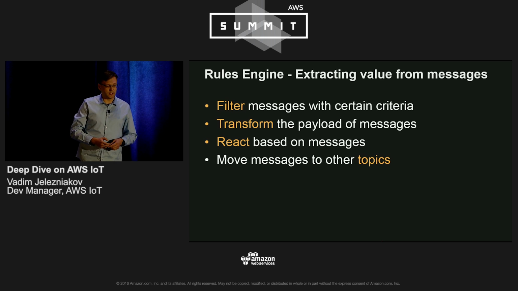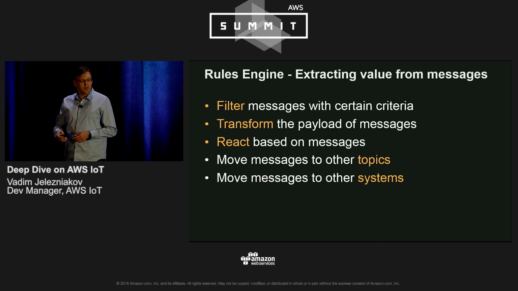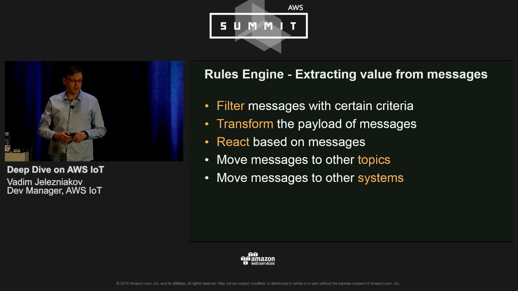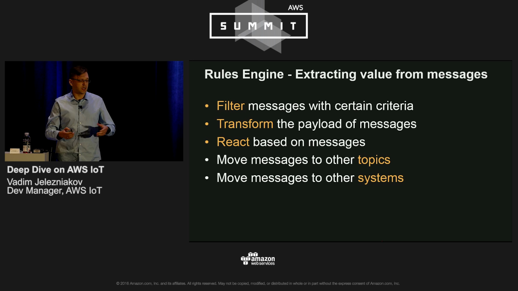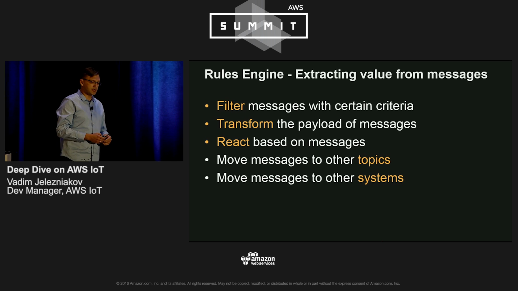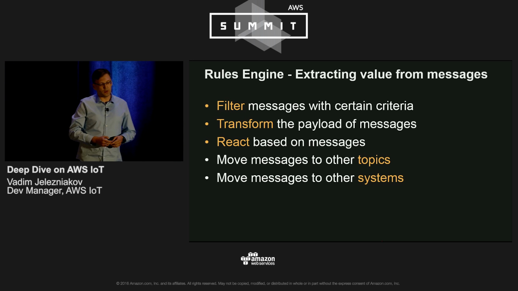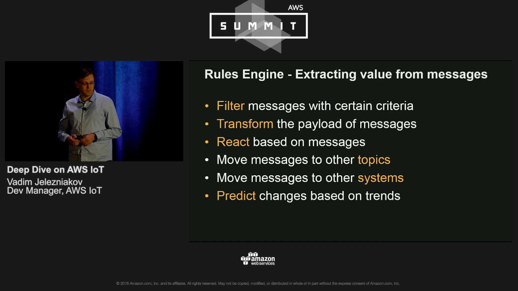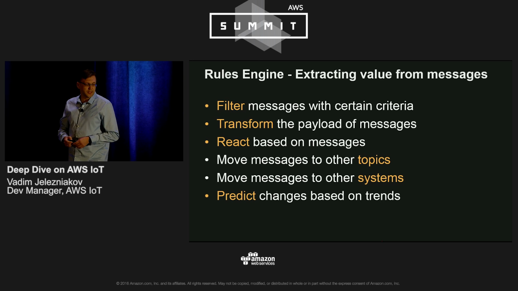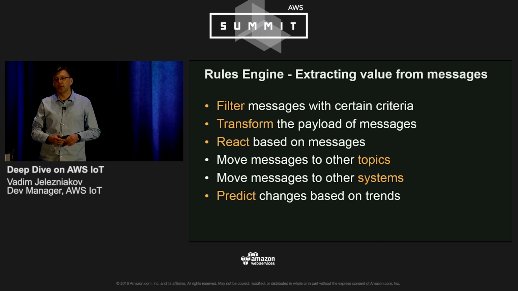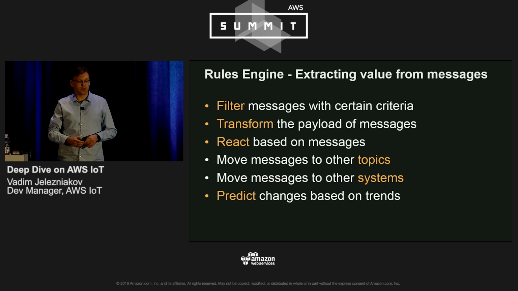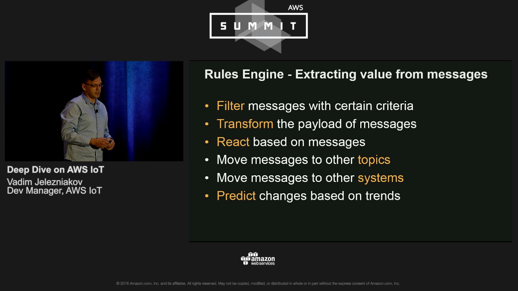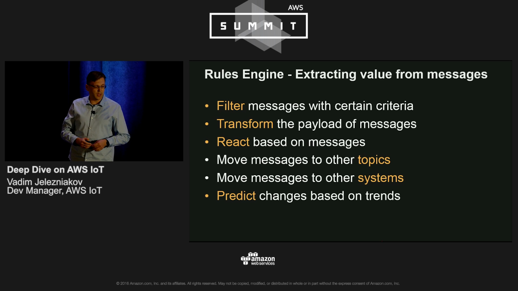Then you can move your messages to other topics. You can also move your messages to other systems, and this corresponds to a new capability that we launched last week, which is actually two weeks ago, which is using Elasticsearch. And finally, you can predict changes based on trends that you can extract from your messages. That's the capability that we launched last week, and that's the integration with Amazon machine learning.